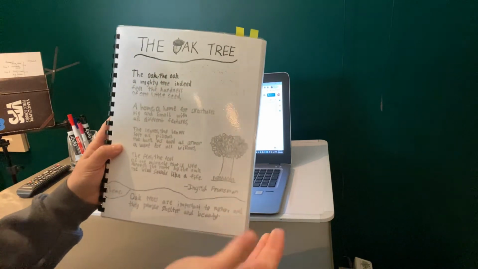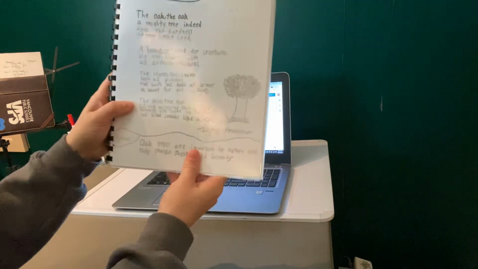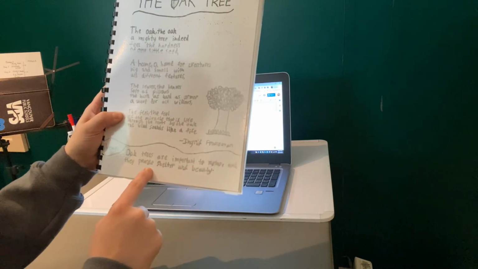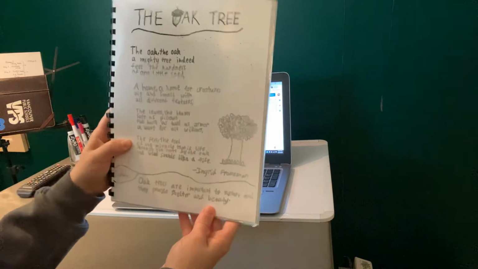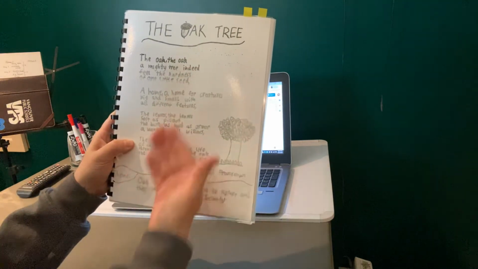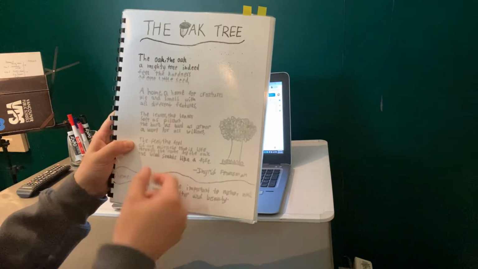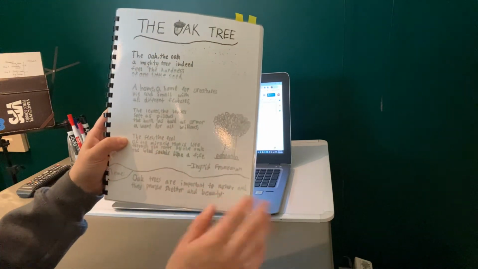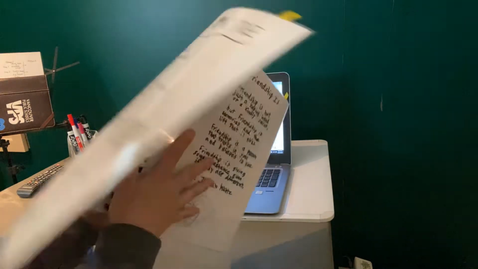Okay, so her theme is oak trees are important to nature and they provide shelter and beauty. So that is the theme, the lesson we can take away from the poem, from the word choice, from her elements. We can see that this poem conveys that message. So that's what you want to do for the theme.